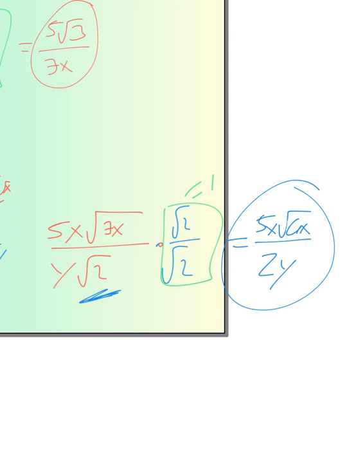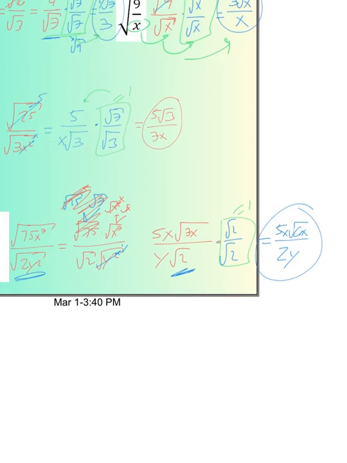If this 5 was some other even number, like an 8 or something, maybe I could reduce the numbers here. That is possible sometimes, but in this case, I can't do that. So this is as simple as it gets. There now, at least I've rationalized the denominator.